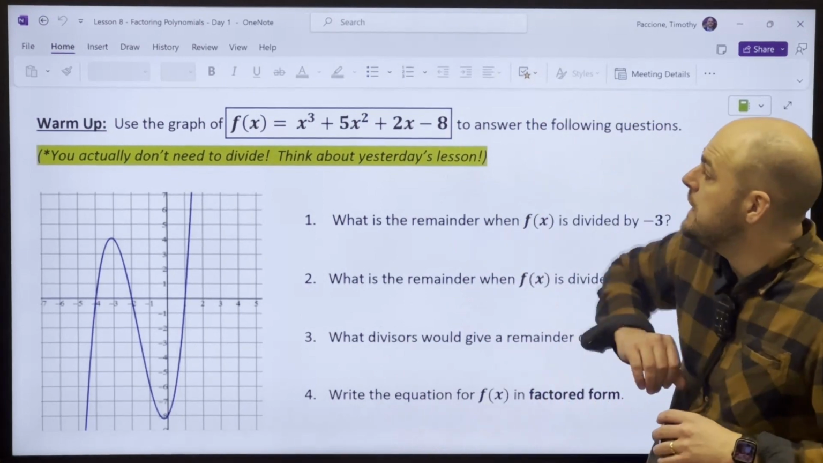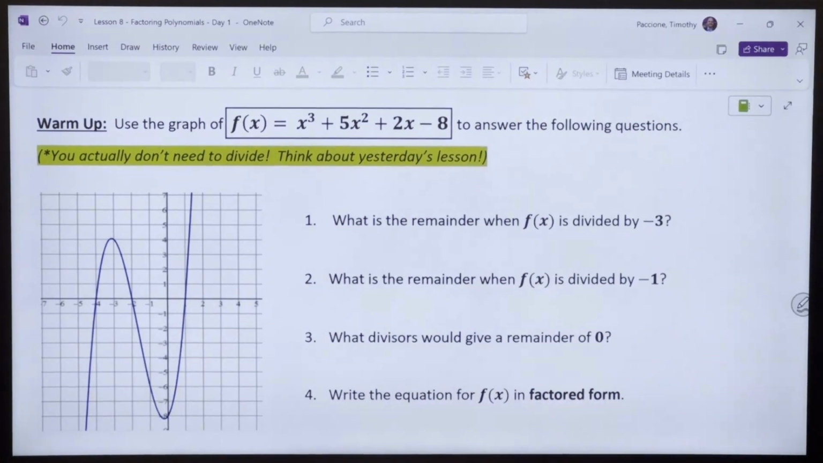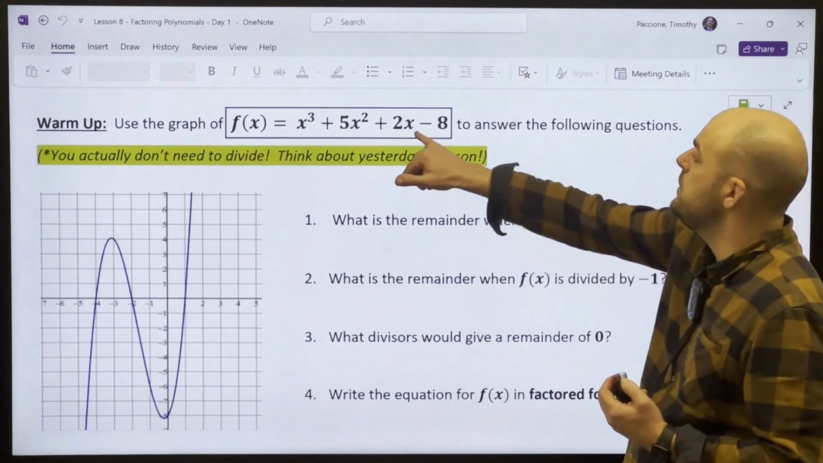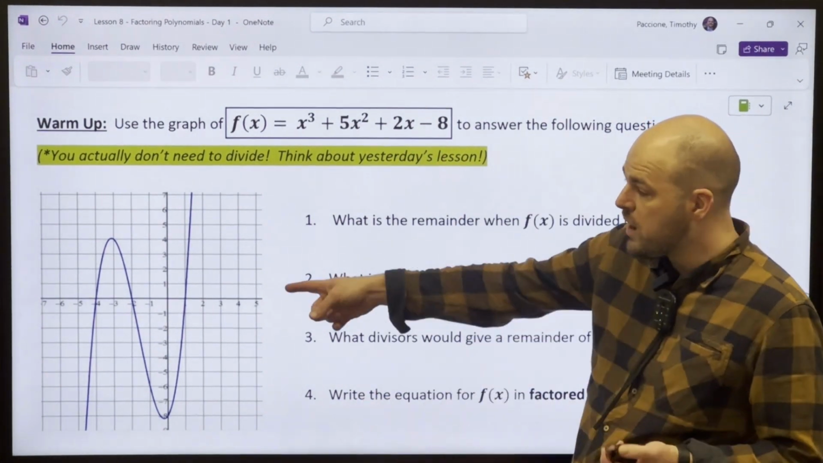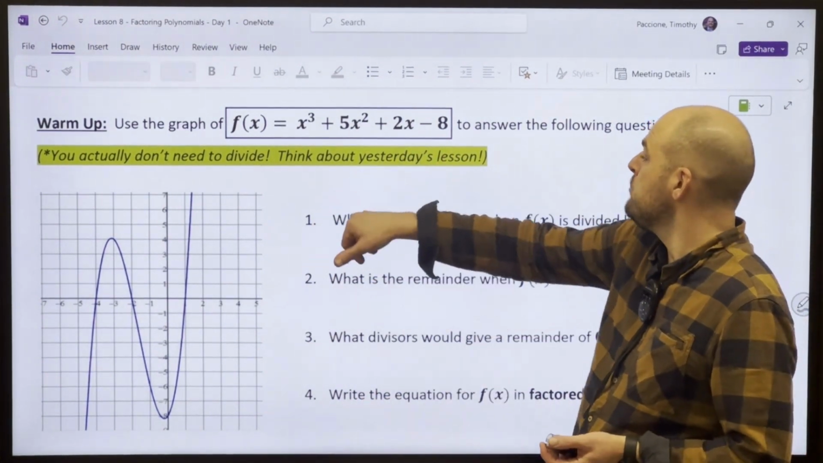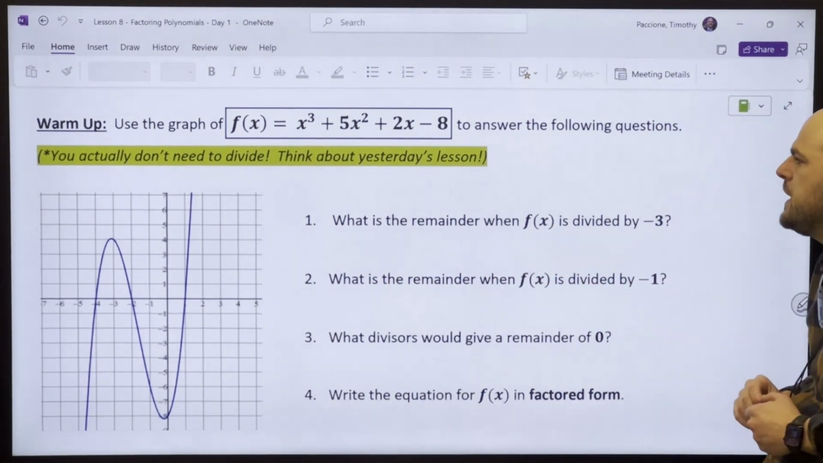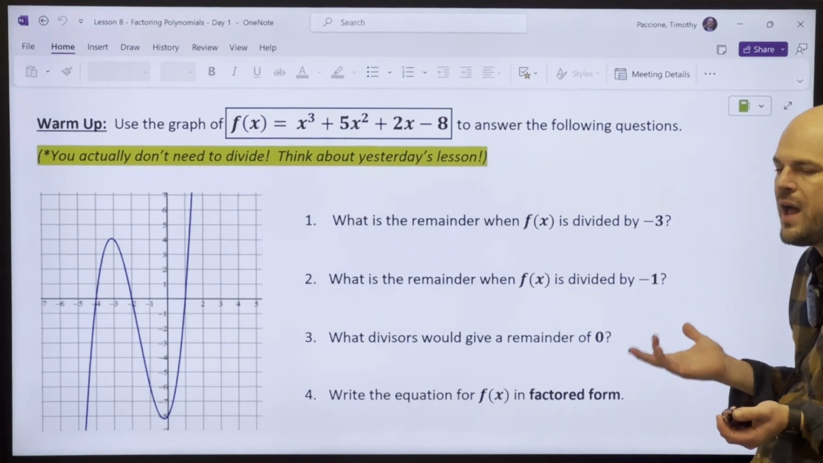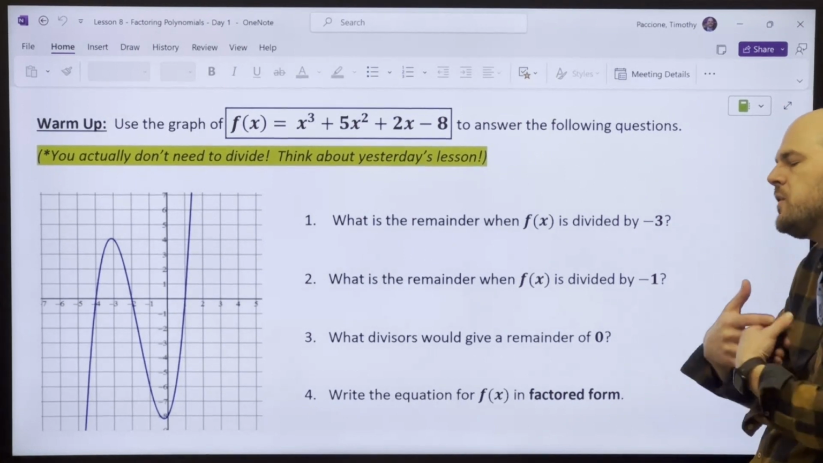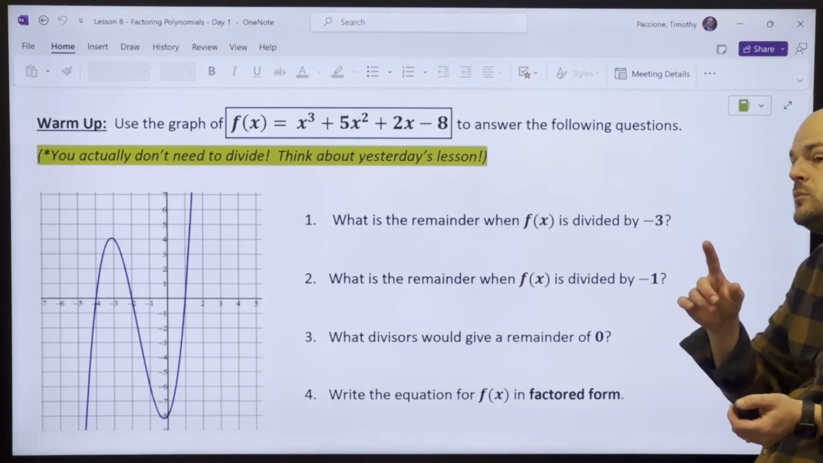Now, I highlighted this part. You don't actually need to divide. It says use the graph of this to answer the following question. So that graph has something to do with this, right? It says, what is the remainder when the function is divided by -3? But I just told you you don't have to divide. How could you find the remainder without dividing? So you've got to think about that.